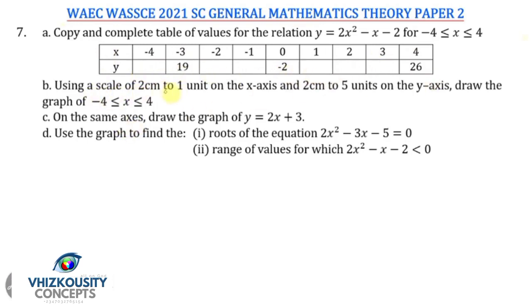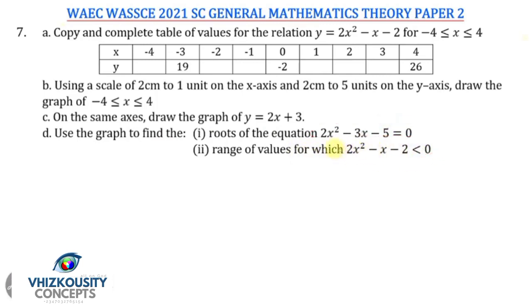And then we have to use a scale of 2 cm to 1 unit on the x-axis and 2 cm to 5 units on the y-axis to draw the graph for that range of values. And then on the same axis, we have to draw the graph of y is equal to 2x plus 3. And then we will use the graph to find the root of this particular equation, and then the range of values for which this equation is less than 0.